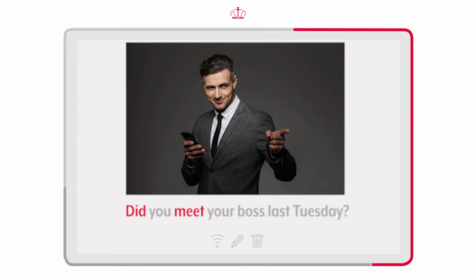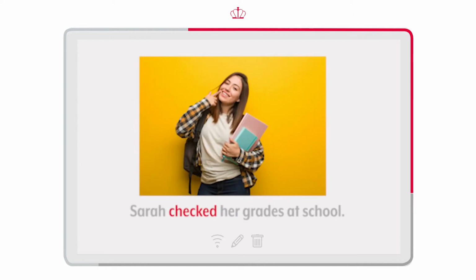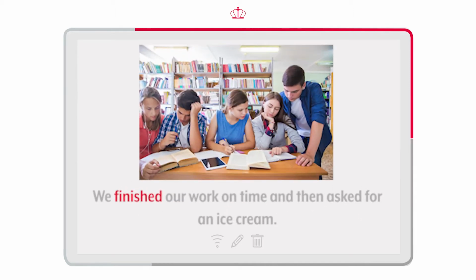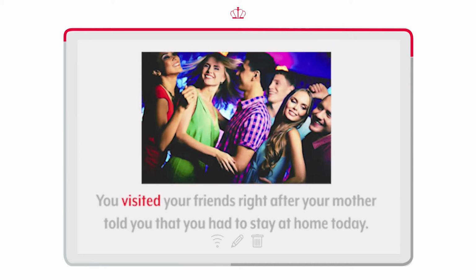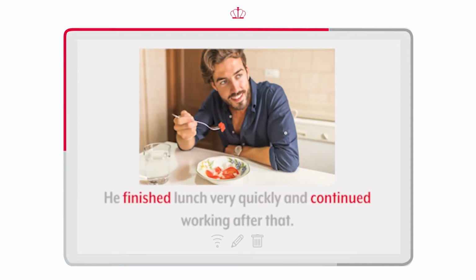Did you meet your boss last Tuesday? I need to buy that delicious chocolate cake. Sarah checked her grades at school. We finished our work on time and then asked for an ice cream. You visited your friends right after your mother told you that you had to stay at home today. He finished lunch very quickly and continued working after that.